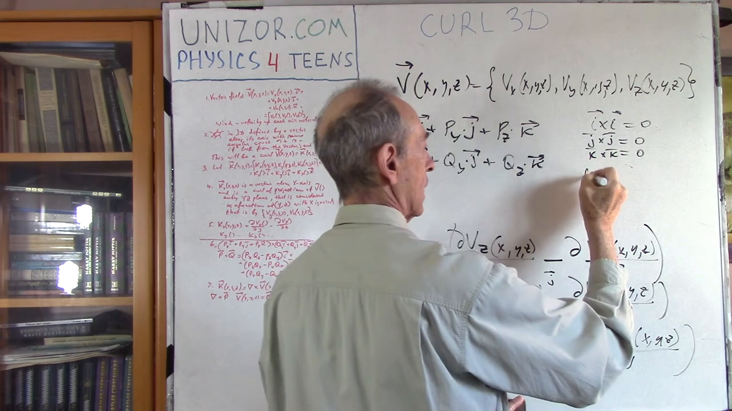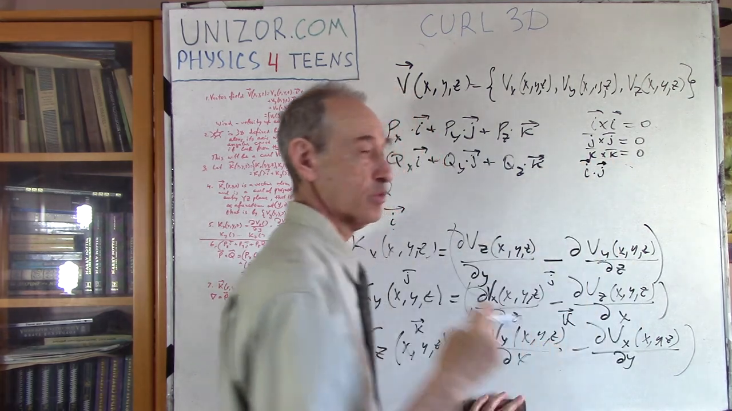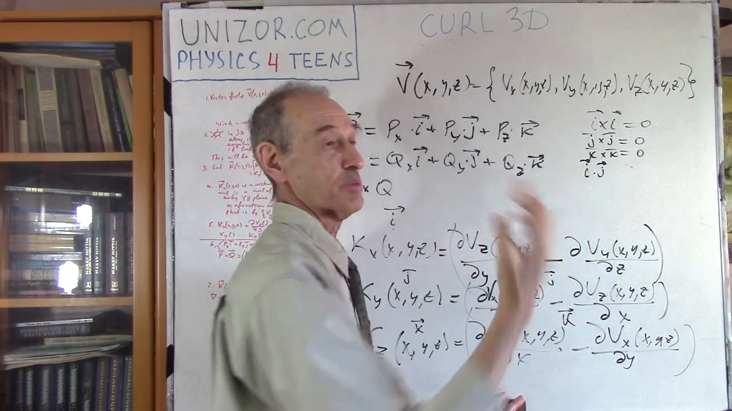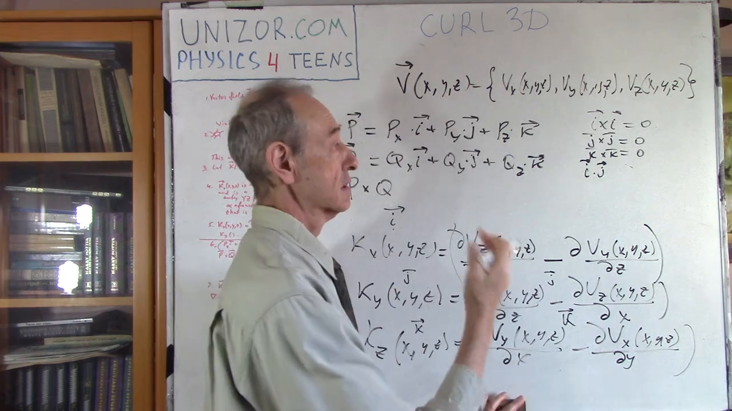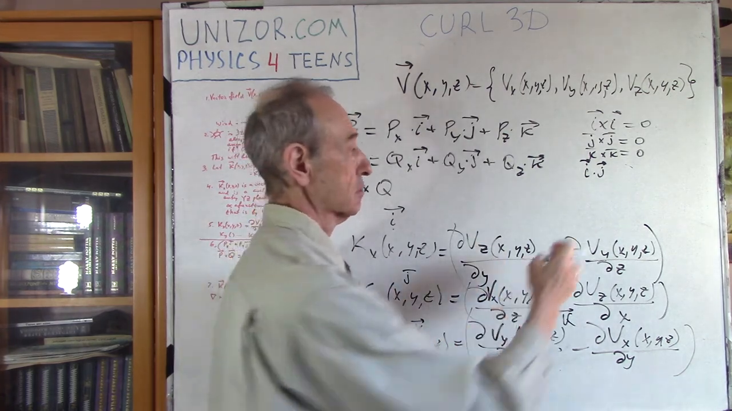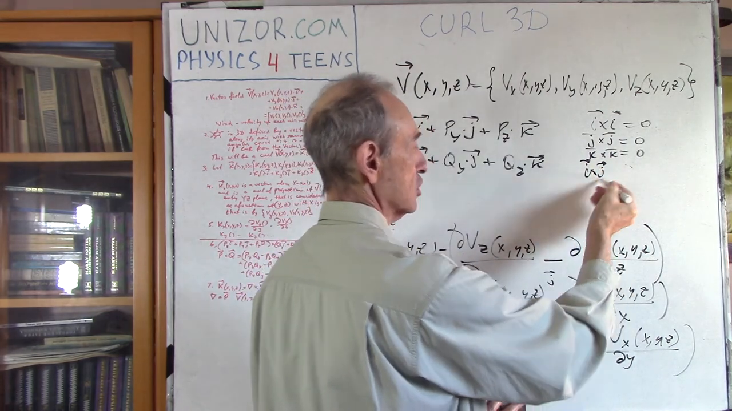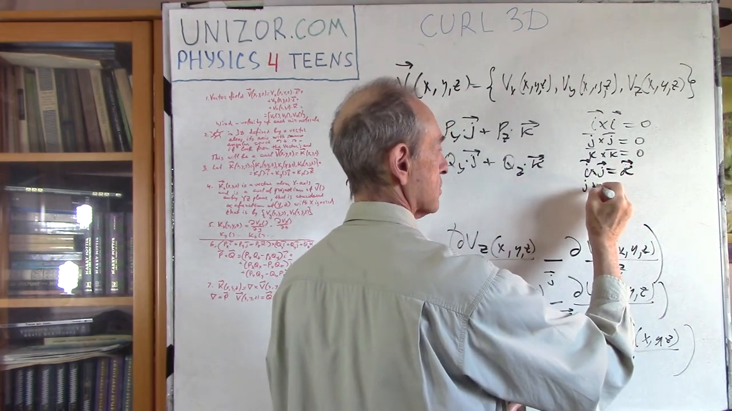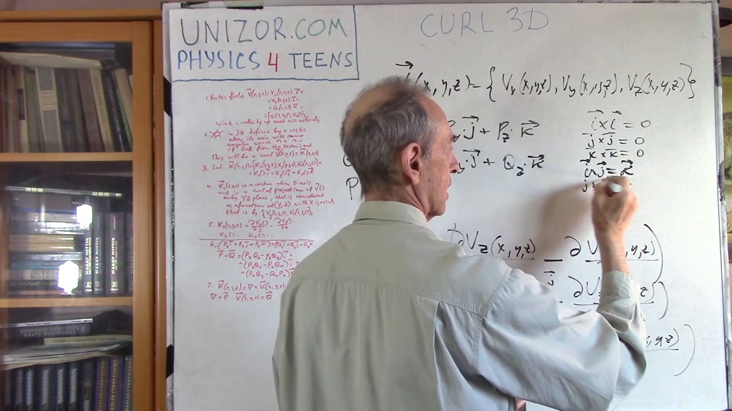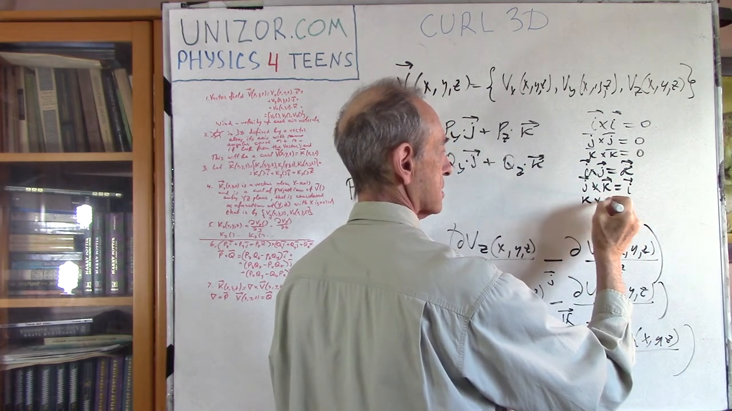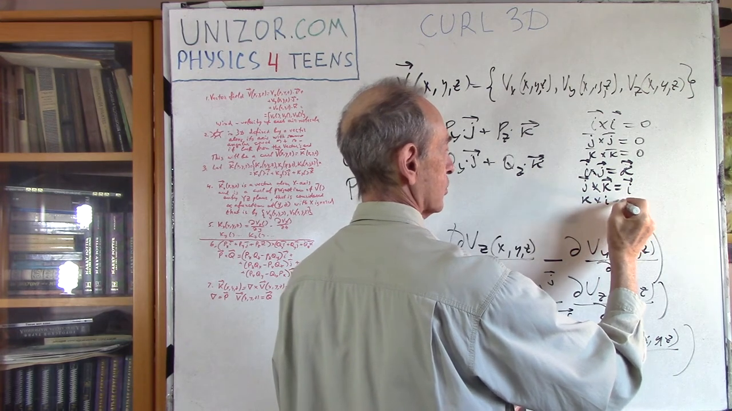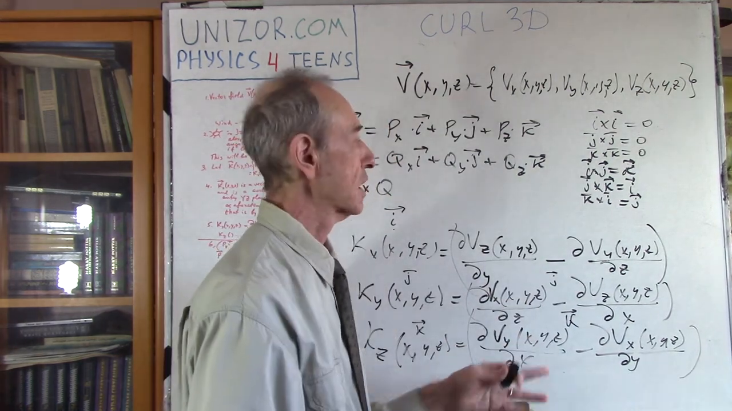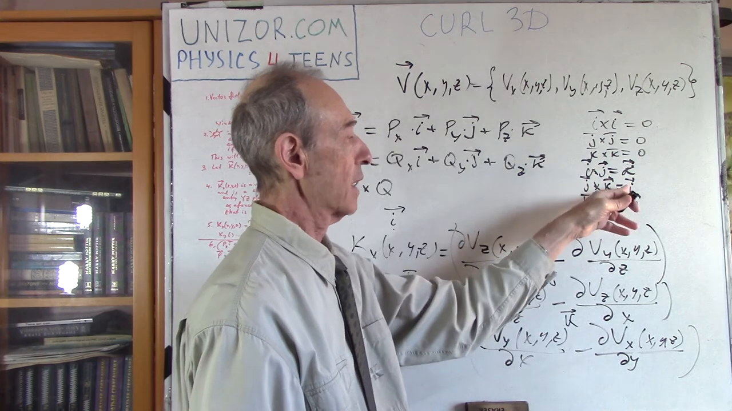Now, as far as i times j, it would be a vector perpendicular to both. This is along the x-axis, this is along the y-axis, so the perpendicular to both will be the z-axis, and the magnitude would be the product of the magnitudes, right? Each magnitude is one, it's a unit vector, so that would be k. And then j times k would be i, and k times i would be j. I mean, we can always consider all the different combinations. If we want k times j, it would be minus i, etc.